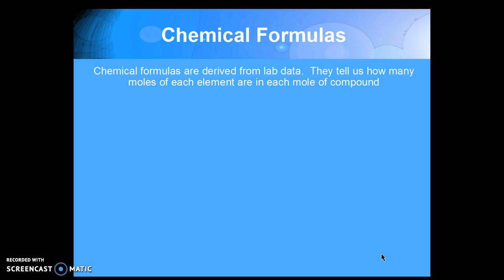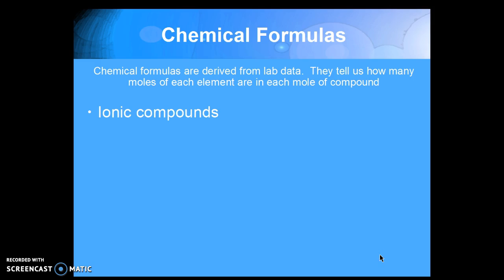Let's recall that chemical formulas are derived from lab data, and we'll see how to find empirical formulas from laboratory data in another one of these videos. Chemical formulas tell us how many moles of each element are found in each mole of a compound.